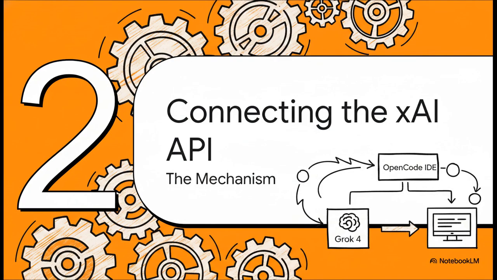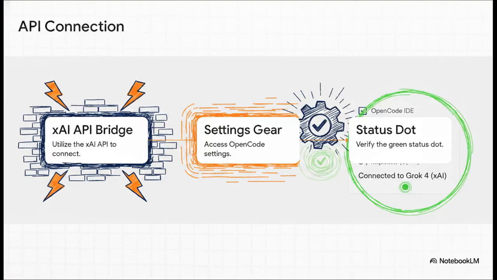Moving on to Section 2, connecting the XAI API. So, the XAI API acts as the literal bridge here, and what makes this so incredibly refreshing is the sheer lack of friction. We all know the pain of standard API integrations, right? Navigating those Byzantine developer portals, doing the complex OAuth dance, troubleshooting weird connection timeouts, just to get a simple tool working? Well, scratch that. Instead of juggling all of that, you just grab your Grok 4 API key, hit the standard gear icon to open your OpenCode settings, and plug it right in. It is almost suspiciously easy.